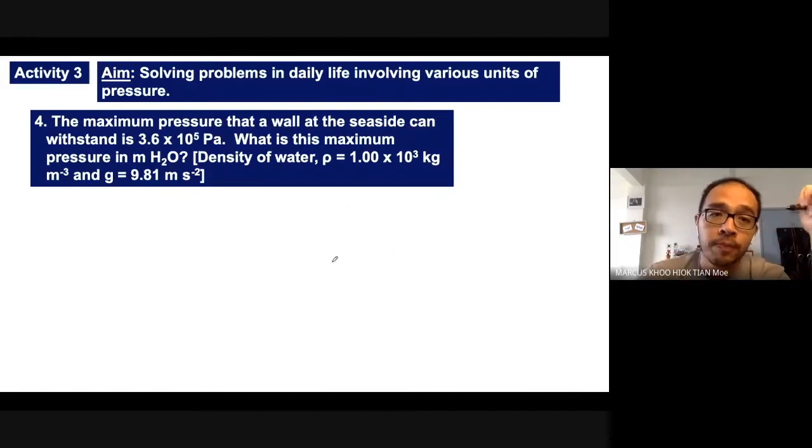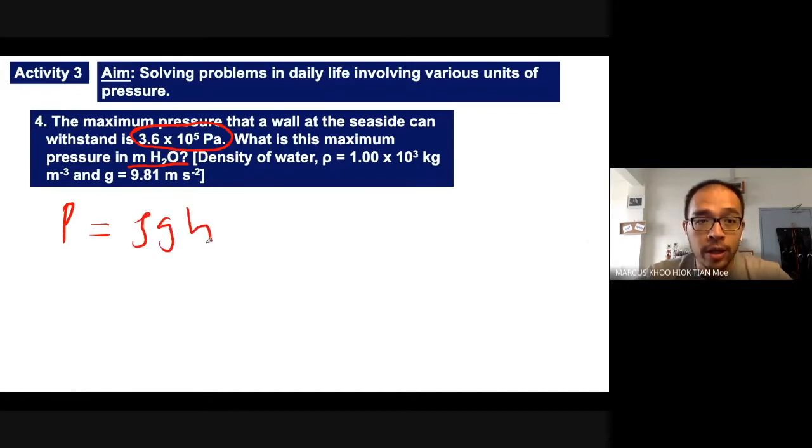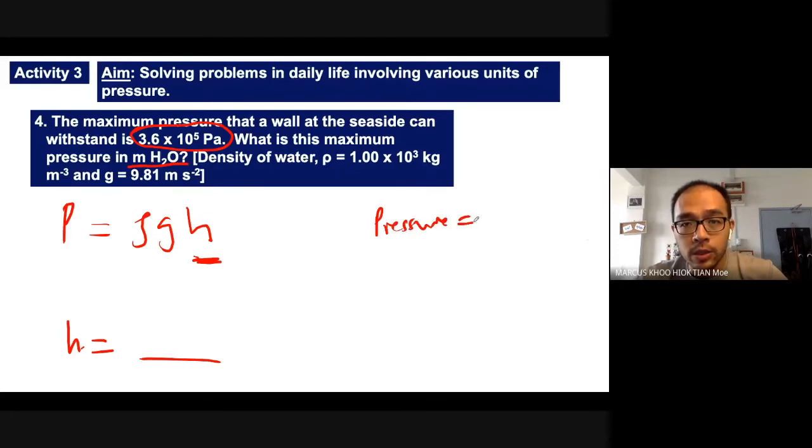Fourth question. The maximum pressure that a wall at the seaside can withstand is 3.6 times 10 to the power of 5 Pascal. What is this maximum pressure in meter water? Same thing. If you want to convert from Pascal to meter water, you need to use P equals rho g h. Find the value of h, and that is the pressure in this one. After you get the value of h equals to some number of meters, then you say the pressure equals that many meter water.